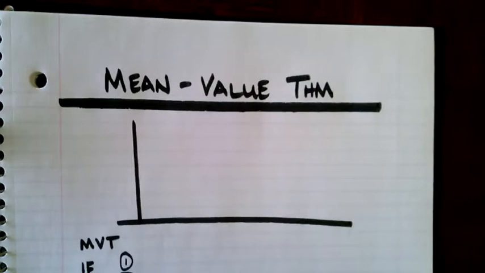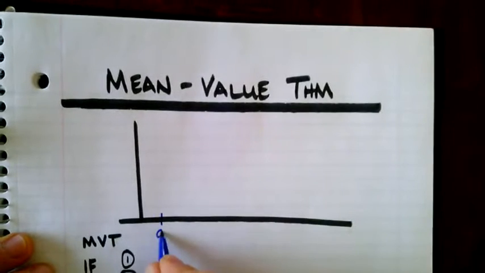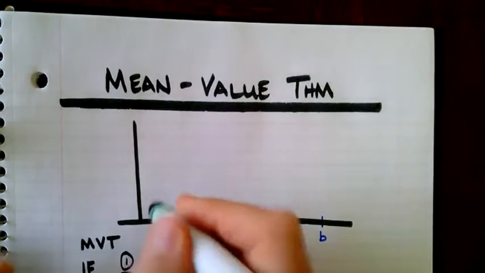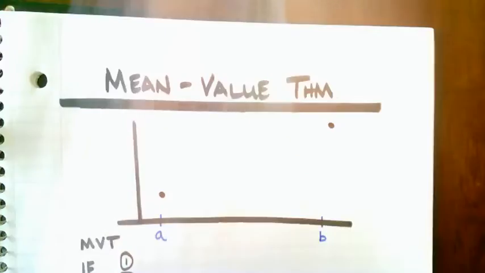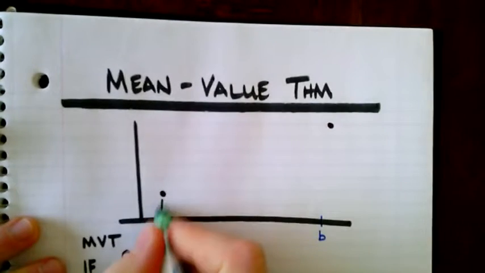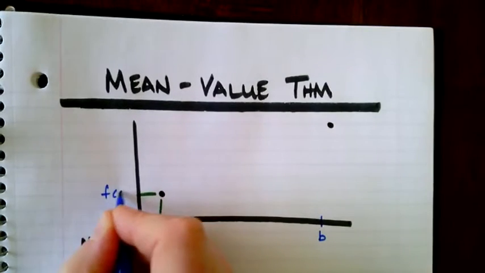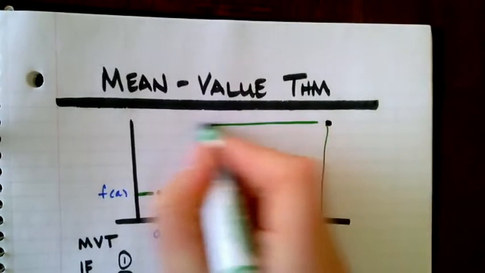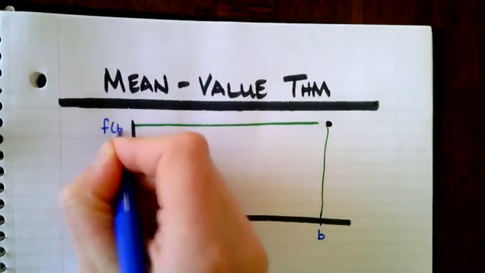All right, here's how the mean value theorem works. Imagine that we have an interval, and that interval starts at A, and that interval ends at B, and you have a point right here, and you have a point right here, which means that this is f of A, and boom, this is f of B.